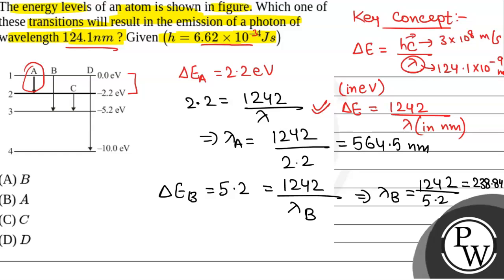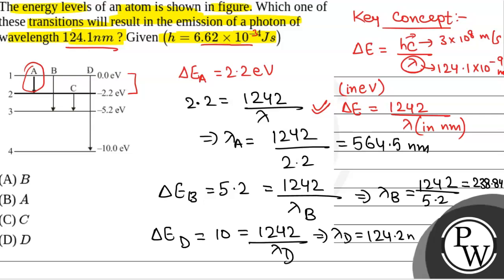Now we will check for transition D. So delta E for D will be equal to 0 minus of minus 10, that is 10. So that will be 1242 by lambda of D. Now from here we have lambda of D is equal to 124.2 nanometer, which is approximately equal to 124.1 nanometer.